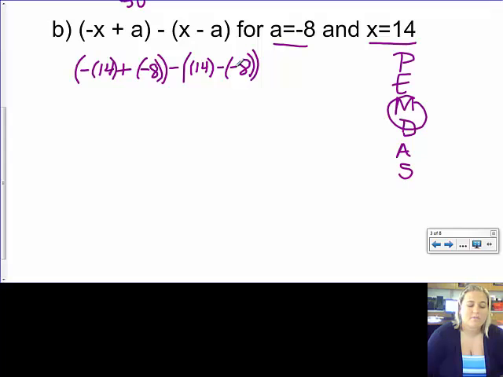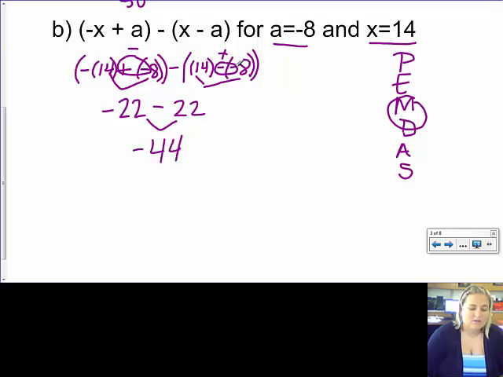So parentheses, we have two sets of parentheses that are separated from each other, so that means I can simplify within them first. So I have negative 14 plus a negative. Remember, those are opposite signs. So that gives me a negative. I have negative 14 minus 8, which is going to give me a negative 22. Minus, on this side, I'm going to do the exact same thing. But this time I have 14 minus a negative, which gives me a positive. So that gives me just 22. This negative came from here, remember. And this was a positive 22, so I just brought down 22. Negative 22 minus 22 is going to give me a negative 44. Final answer.